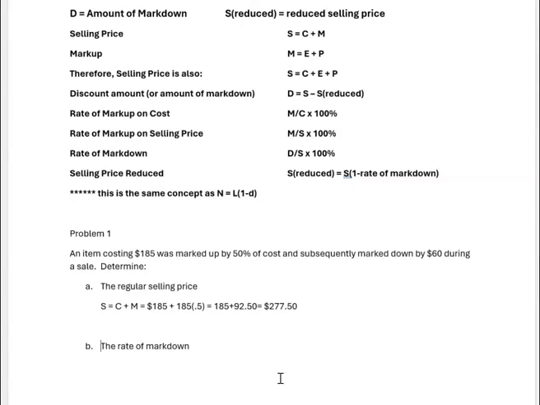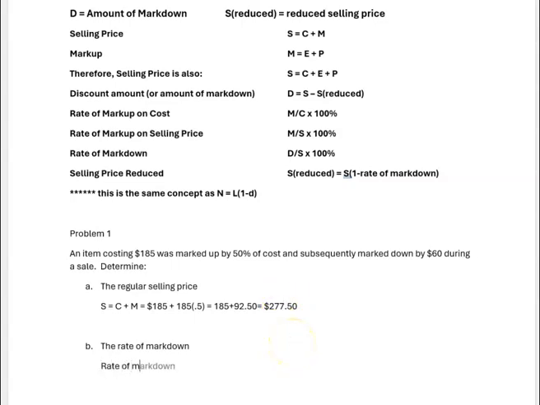What is the rate of markdown? Okay, so we've got subsequently marked down by $60 during a sale. So we needed to figure out what the regular selling price was, which we did, and now we need to figure out the rate of markdown. So rate of markdown, if you look up here, equals your discount amount divided by your selling price.